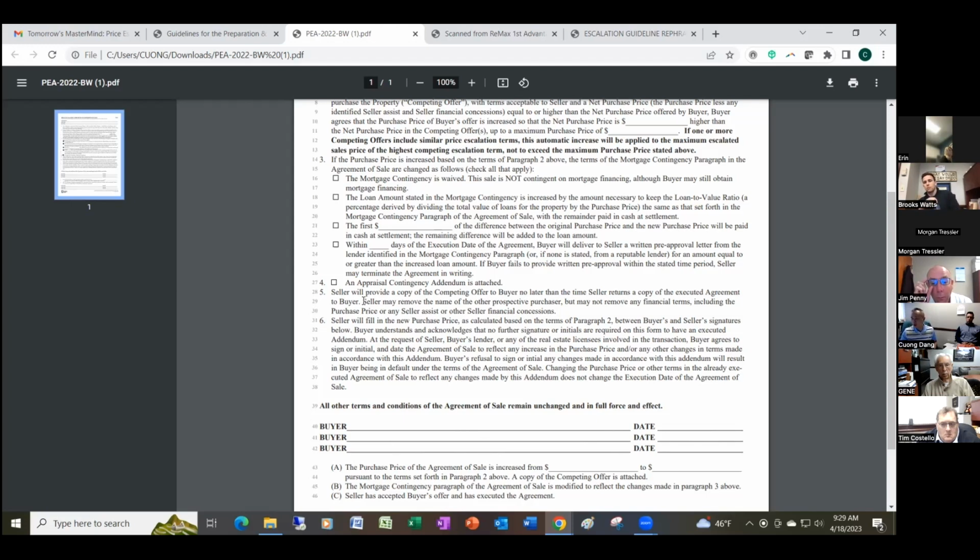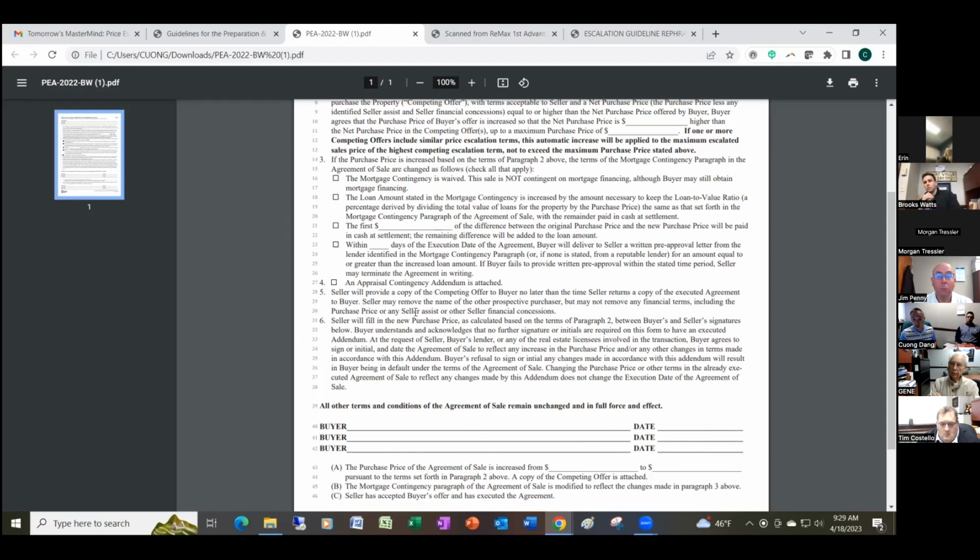When you send the executed contract to the buyer, send it at the same time. Not a week later, not 2 days later, but pretty much at the same time, if not even before. You don't want the buyer to say, well, you didn't do this or you didn't do that. You want to have all your questions answered before you tell the other 6 offers that you took this one.